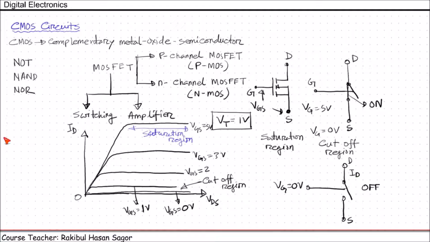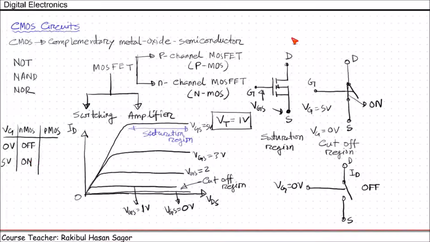So we can say for NMOS or N-channel MOSFET, let me write NMOS here, and we will be doing for PMOS here, which will be opposite of NMOS. So when VG equals 0 voltage, the NMOS will be off. And when we are providing VG equal to 5 voltage, the NMOS will be on.